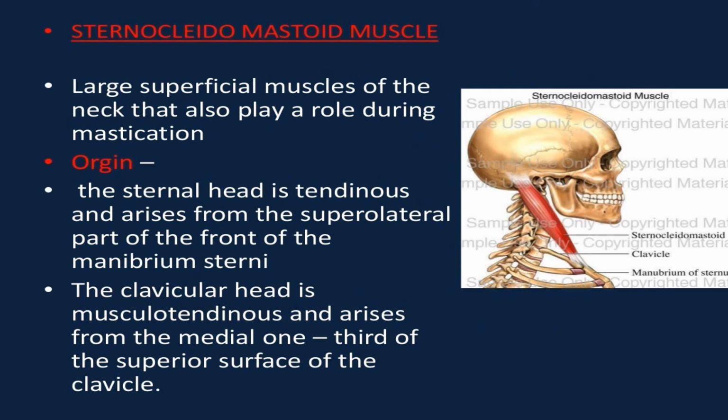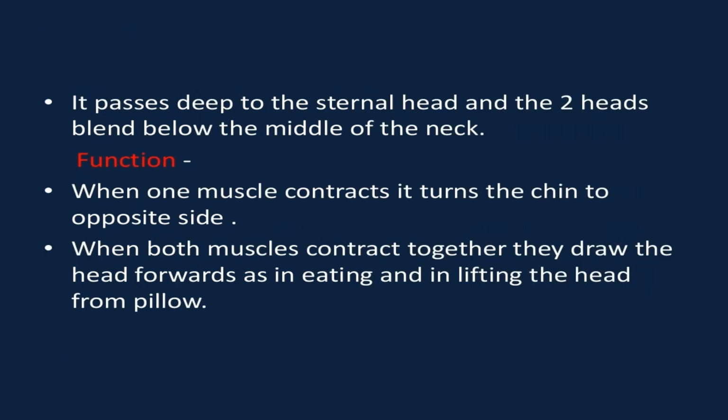Sternocleidomastoid muscle: large superficial muscle of the neck that also plays a role during mastication. Origin: the sternal head is tendinous and arises from the superolateral part of the front of the manubrium sterni. The clavicular head is musculotendinous and arises from the medial third of the superior surface of the clavicle. 85. It passes deep to the sternal head and the two heads blend below the middle of the neck. Function: when one muscle contracts, it turns the chin to the opposite side. When both muscles contract together, they draw the head forwards, as in eating and in lifting the head from a pillow.